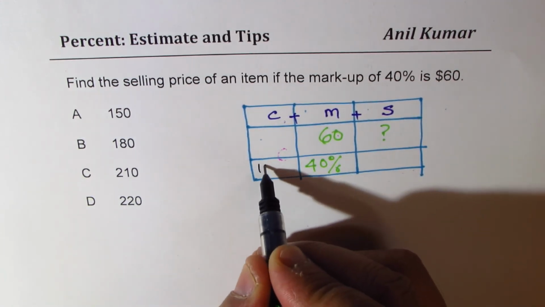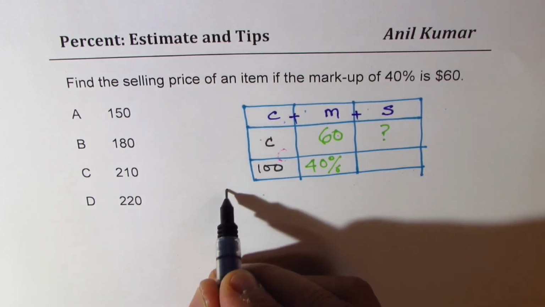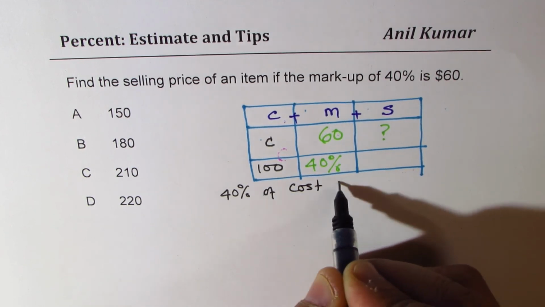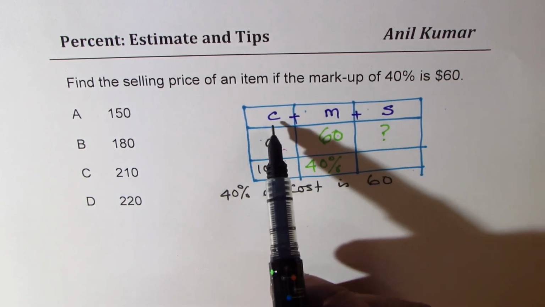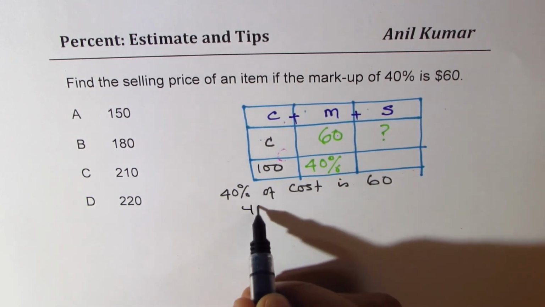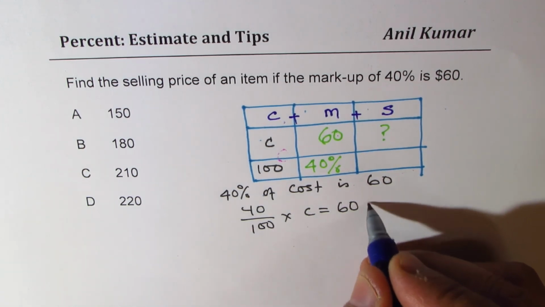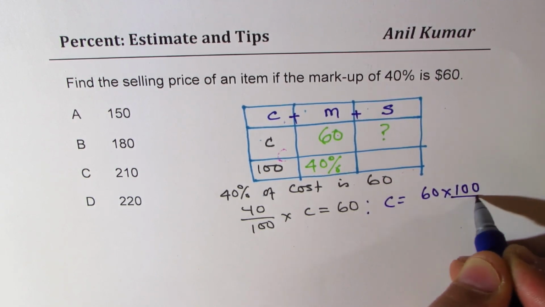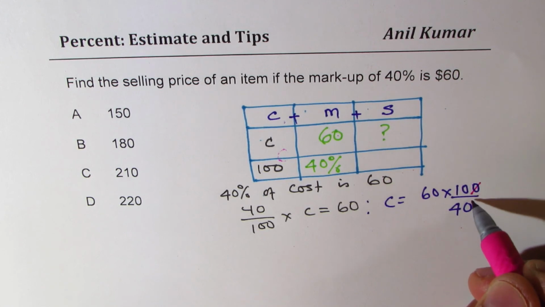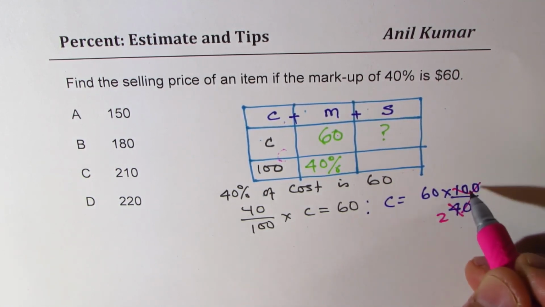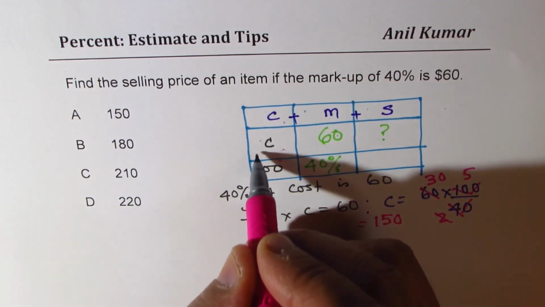Now, how to do it? One way is very clear. Let's take cost as 100 here. Now 40% of cost is 60. Markup of 40% is 60 and markup is always based on cost. So we'll do 40 over 100 times C equals 60. You could rearrange and answer. Find C. C will be equal to 60 times 100 over 40. Cross multiply. This goes up, that comes down. And now divide. 4 goes 2 times 5, and here it goes 30. So cost is equal to 150.